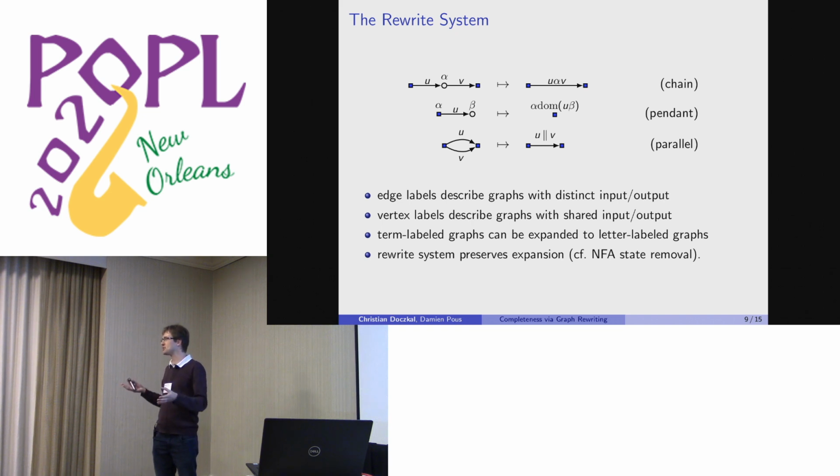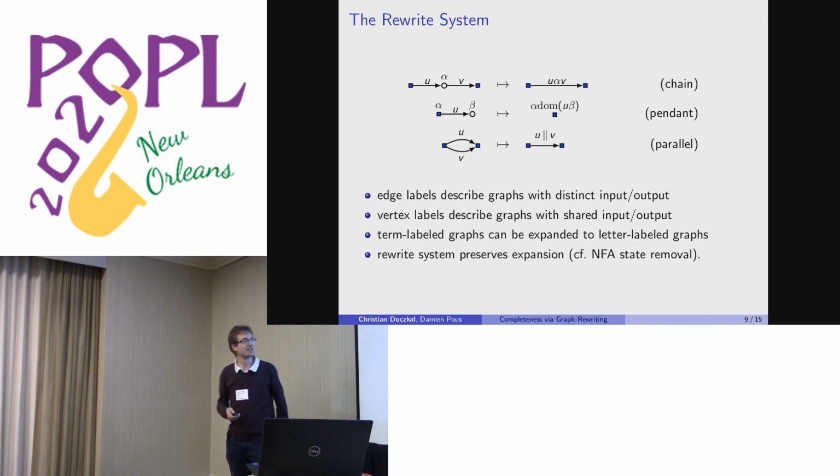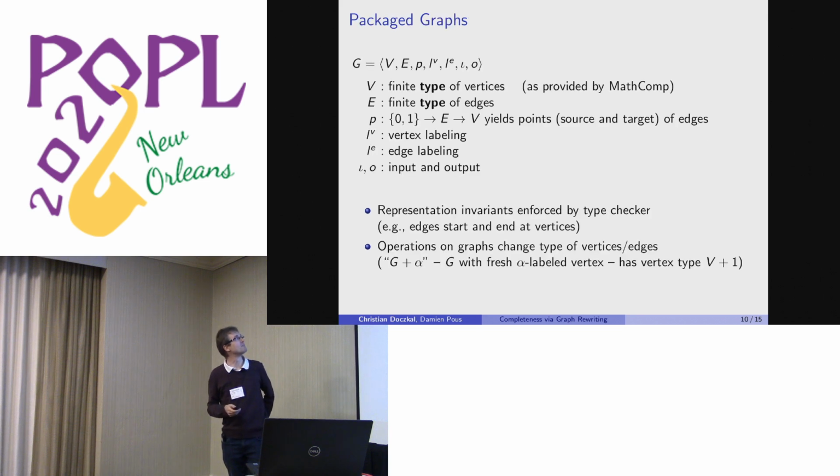And the rewrite system is designed such that it preserves this expansion. This is similar to the state removal method to get regular expressions for NFAs, where you generalize from letters to regular expressions, and then you just modify the automaton while preserving the language. Here we preserve the expansion. So that's the idea behind this rewrite system.